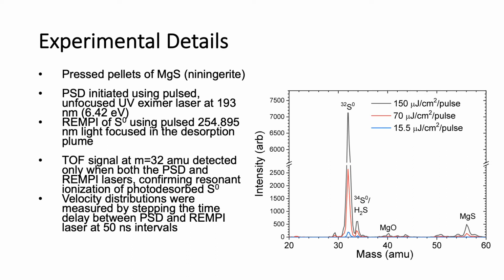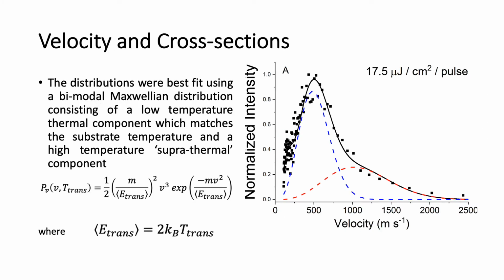The signal here shows that we see predominantly sulfur in our signal with small contributions from other ions that are formed non-resonantly, meaning not by the REMPI process. By varying the delay time between the two laser pulses, we are able to map out a velocity distribution, which we found is well fit by a bimodal Maxwellian consisting of a low temperature thermal component and a high temperature superthermal component.